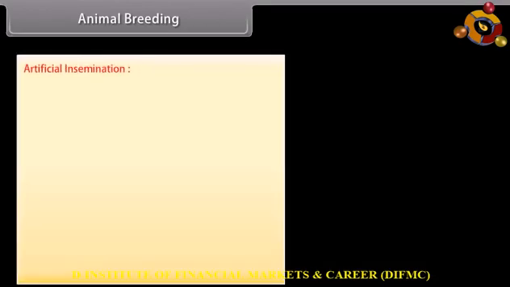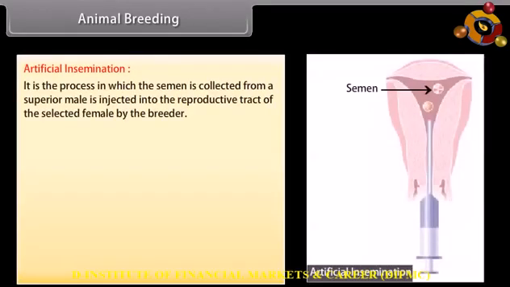Artificial insemination. It is the process in which semen is collected from a superior male and injected into the reproductive tract of the selected female by the breeder.